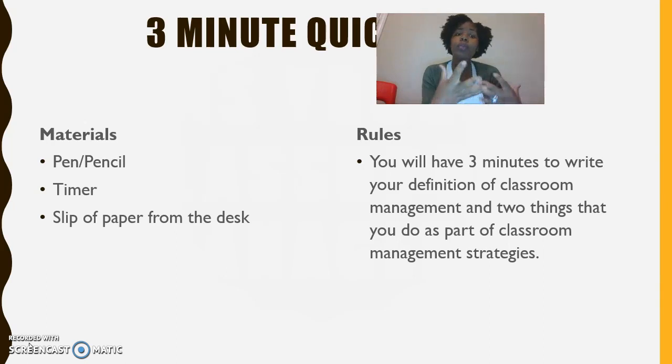First up, we will be doing a 3-minute quick write. In this quick write, the materials that you will need: a pen and pencil, a timer, which I will have, and you need to get a slip of paper from the desk when you walked in. The rules: you have 3 minutes to write your definition of classroom management and 2 things that you do as part of classroom management strategies.